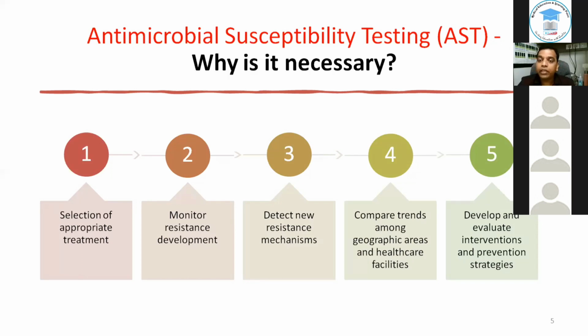Susceptibility testing also helps us to prepare an antibiogram of a particular setting, and this antibiogram can help the healthcare management, the infection control or the drug therapeutic team, to compare the trends of the antibiogram of a particular setting among different geographical areas and healthcare facilities. As said before, the susceptibility testing data help us to develop and evaluate preventive strategies to prevent and control healthcare associated infections and drug resistance. So those are the indications of susceptibility testing.